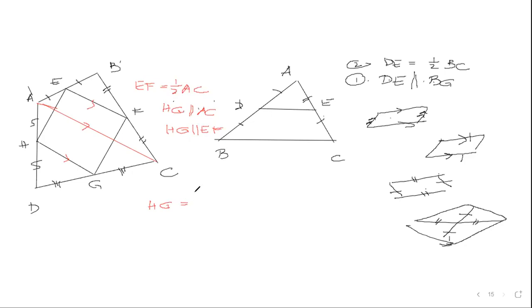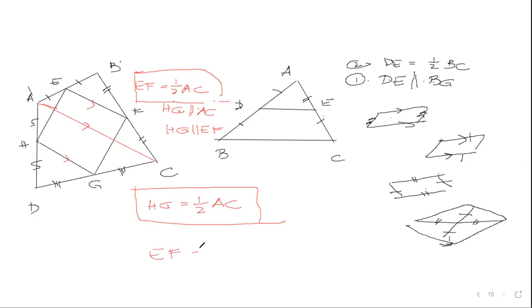HG is equal to? Half AC. Yes, Chantal. HG is equal to half AC. So you got HG is half the diagonal, the red line, and EF is also equal to half the diagonal. So what's the conclusion? EF is equal to HG.